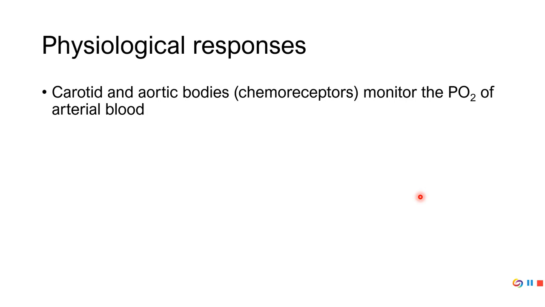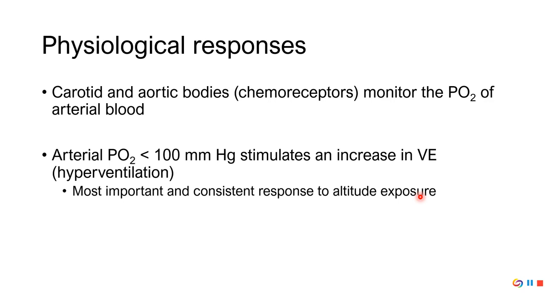Okay. Now the way that we monitor this is we've got those chemoreceptors in our carotid bodies, carotid sinus and aortic arch that monitor arterial pressure of oxygen. Now, when we get below 100 millimeters of mercury, we do have an increase in ventilation, but really it's not significant until we get closer to that pressure of about 60 when we get to the shoulder of the curve. And this is the main response that happens when we go to altitude. We just start breathing more.